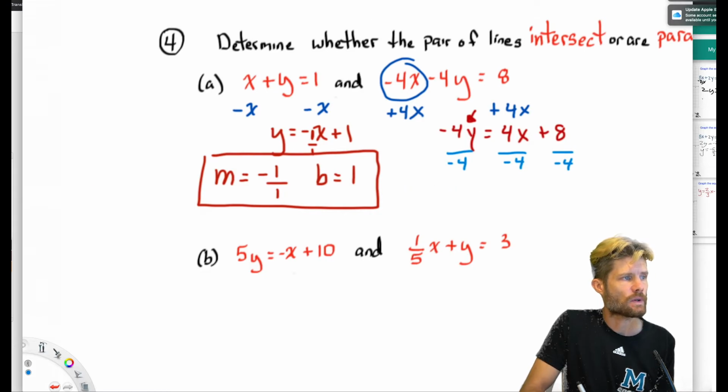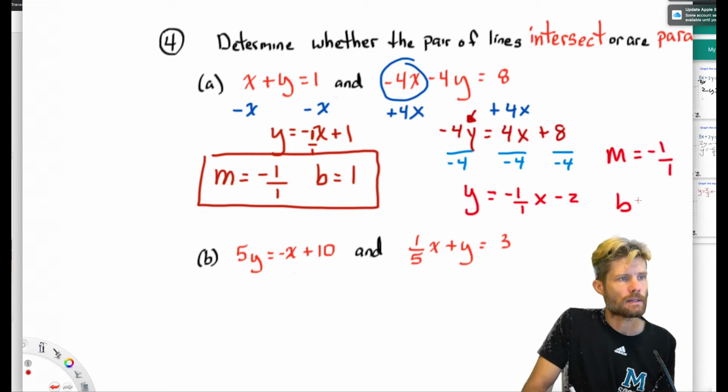So negative 4 and negative 4 cancel here, so it gives us y. 4 divided by negative 4 is negative 1, or negative 1 over 1. 4 divided by negative 4 is negative 2. Okay, so m is negative 1 over 1, and b is negative 2.